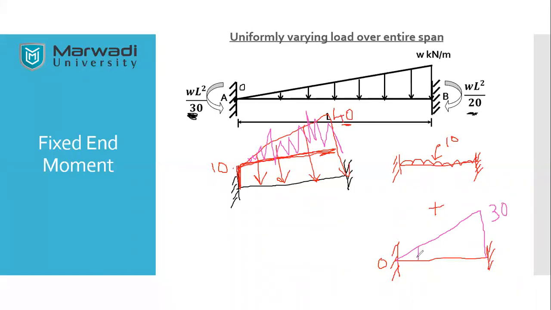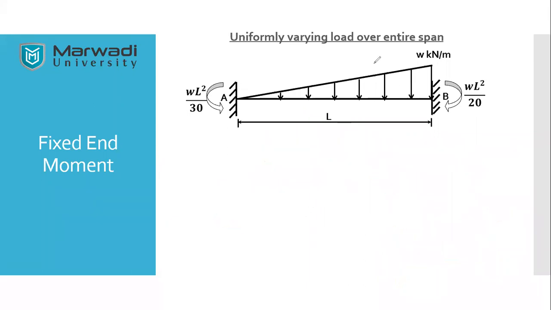Again, it's quite simple. If you sum up both of these, you will get the loading which is shown in the figure like this. So if you know the formula for each, you simply need to add up the fixed end moments and you will get the fixed end moment of this particular beam. So this is how it goes. Any doubts you can ask further.